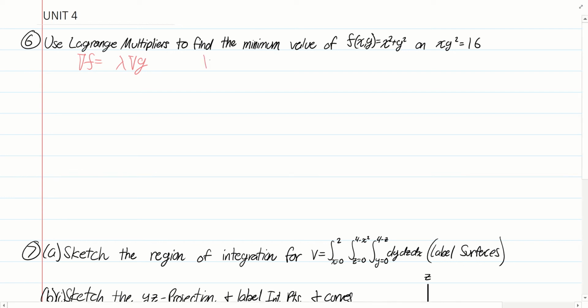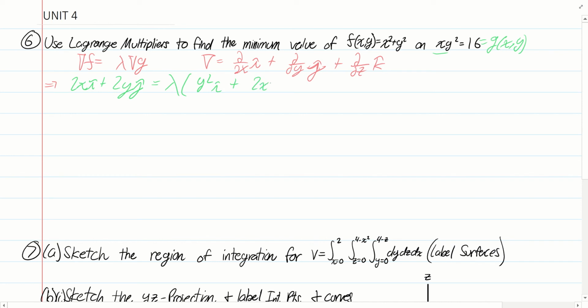First, remember del is equal to the partial with respect to x i plus the partial with respect to y j plus the partial with respect to z k. I'm going to do this for both f and g. So my equation is going to become, I'll write this in green, 2x i plus 2y j. There's nothing for z, so it's 0k. This is going to equal lambda times the gradient of g, where g is a function of x and y, x y squared equal to 16. Taking the partial with respect to x gives y squared i plus 2xy j.